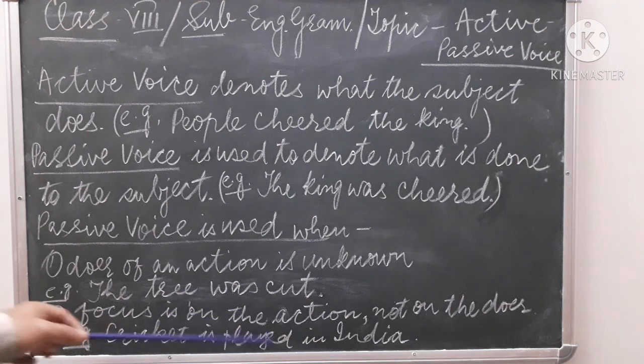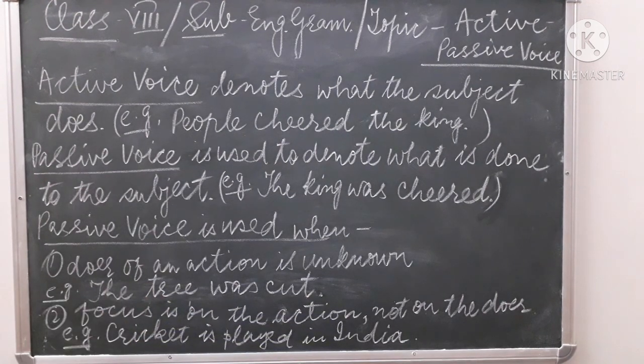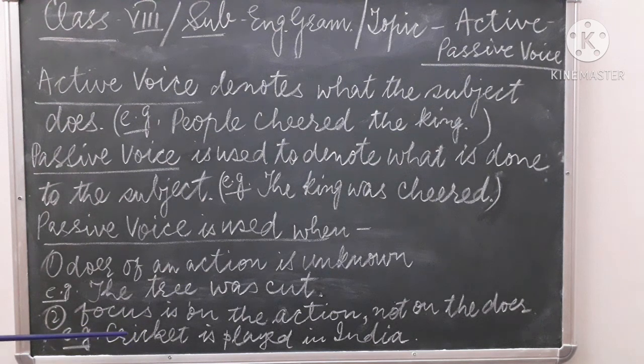We can say that when we convert this into active voice, then we can say that people play cricket in India. But actually we don't want to focus on people here. We don't want to focus on the doer of an action. Our focus is on the action here, right? So it focuses on the action, not on the doer. So passive voice is used in these two places.